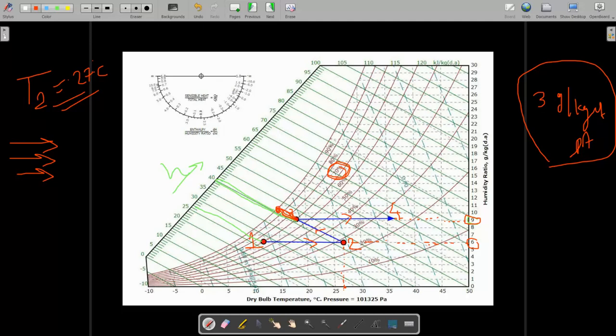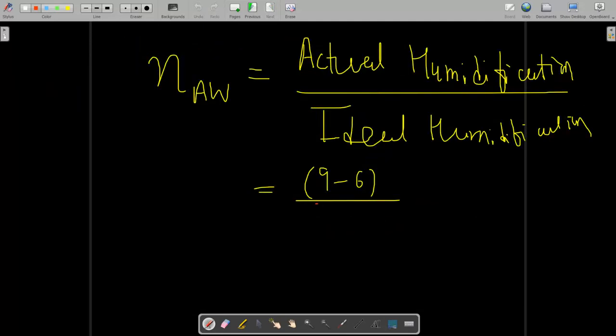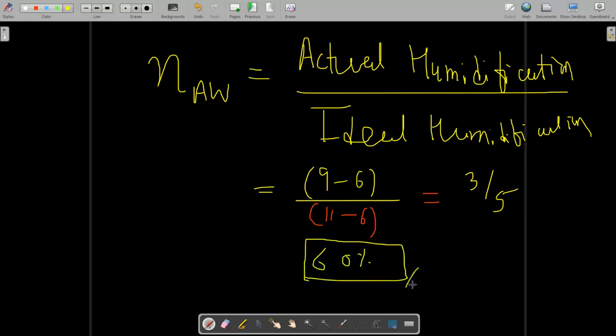So this highlighted point is our final point, or saturated point. If you draw the horizontal line with the help of a scale, you will find that it is at 11. So it has an affinity to go up to 11 gram per kg of dry air. So how much is the ideal humidification? 11 minus 6. If you take the ratio of the differences, that is 3 by 5. Multiply with 100, so you will find it is 60%. So our answer is 60% humidification efficiency.